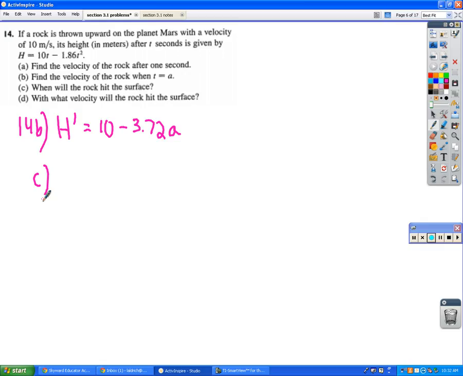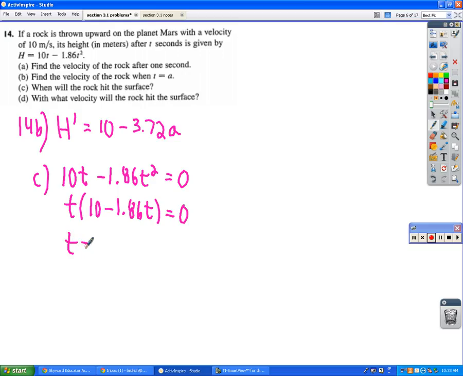All right, C: when will the rock hit the surface? What do you have to do in order to figure that out? Set it to 0, because this is the height of the rock at any time t. We would like to have that be 0 because then the rock will be on the ground. You can solve that by factoring out a t, and then you get two answers: either t equals 0 or t equals something else.